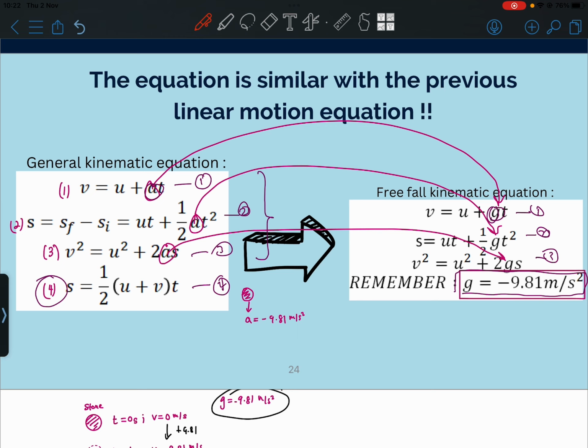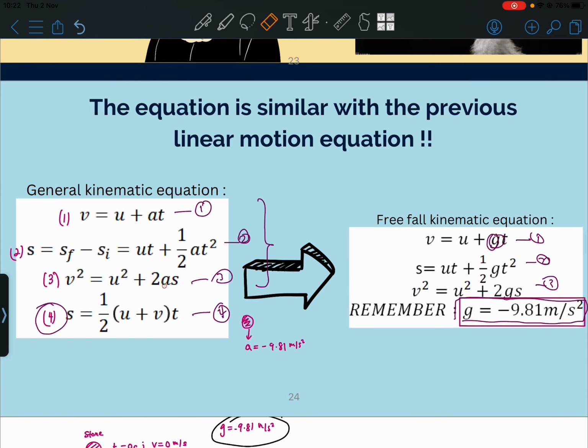So this is actually the kinematics equation that we touched on in the previous lesson. You just change from the kinematics equation: the value a, I just change into g. So if you see the letter a for acceleration, you just change it into g for the free fall kinematics equation. They are actually the same formula, but we just change the letter.